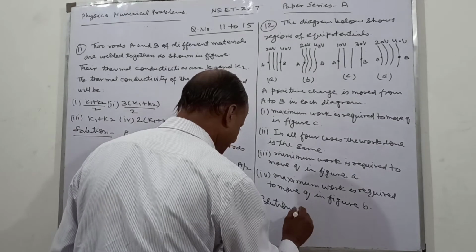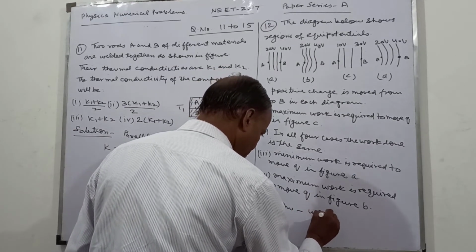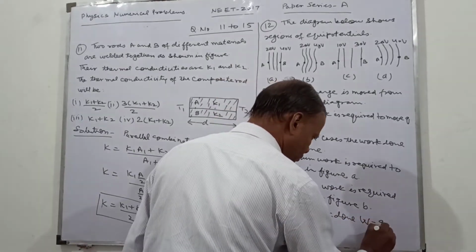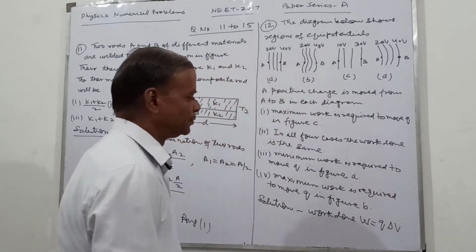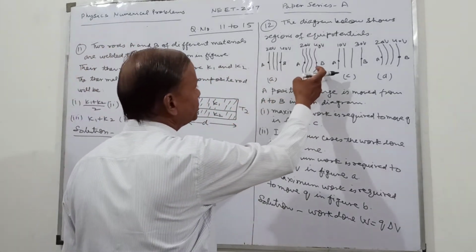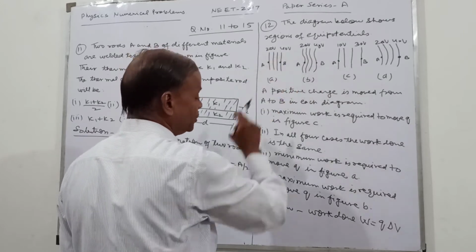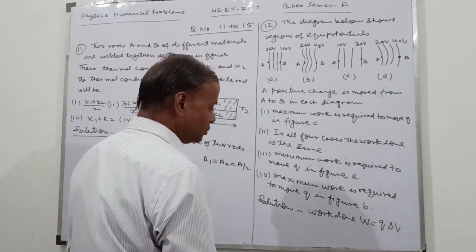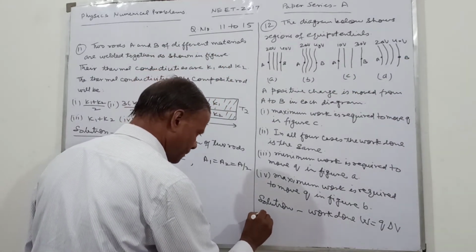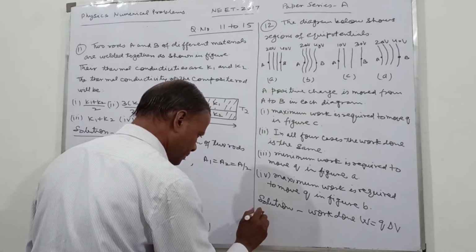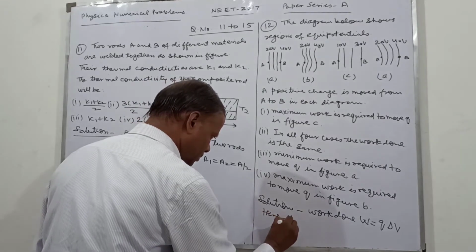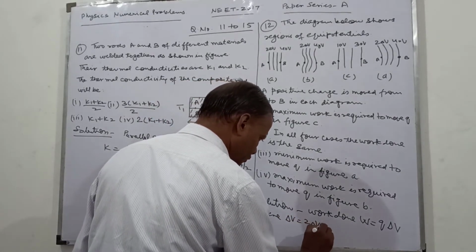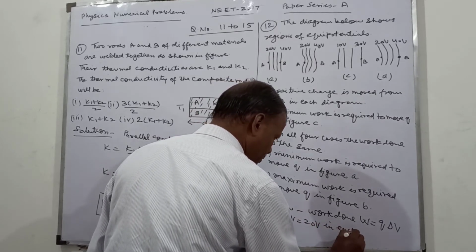The work done W equals Q into delta V. Now we see that delta V in each is 20 volt, this is 40 minus 20, this is 20 volt, this is 20 volt, this is 20 volt. So delta V equals 20 volt in each figure.